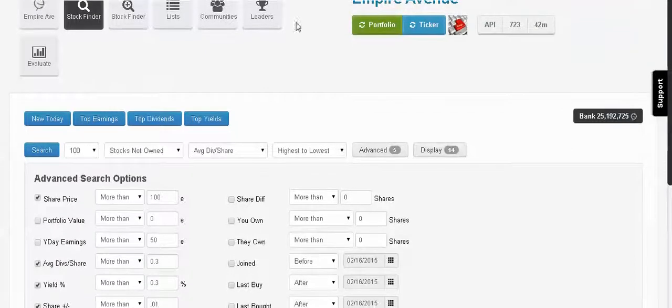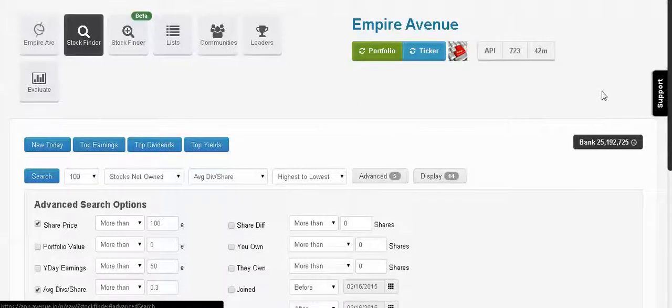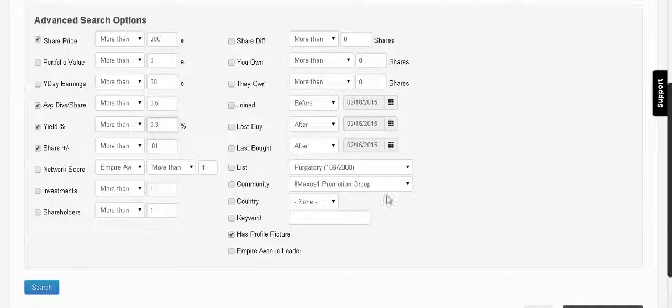So next, I'm going to show you the search options that I use for a much better investment, right? So instead of stocks not owned, we're going to do all stocks. Average div a share and highest to lowest, leave those the same in this particular case. So share price, we're going to do more than 200. Average div a share of 0.5, and we'll leave the yield at 0.3. And then share plus or minus, we'll leave that at 0.1 as well. And then also profile picture, right? And then search.